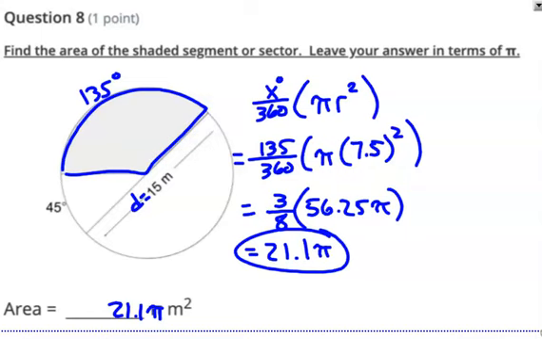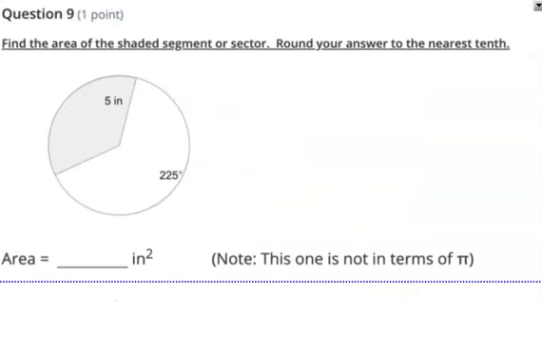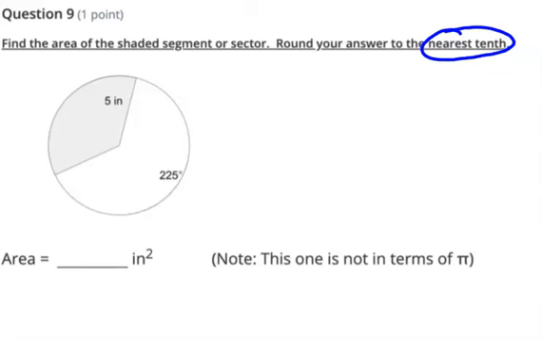Last one for sector. This one says nearest tenth, so I am going to put the pi in, and I have a note here too. Note, this one is not in terms of pi. So again, we've seen this picture already, and we're using 135 yet again, but this has 135 degrees. We want the area of this slice of pizza.